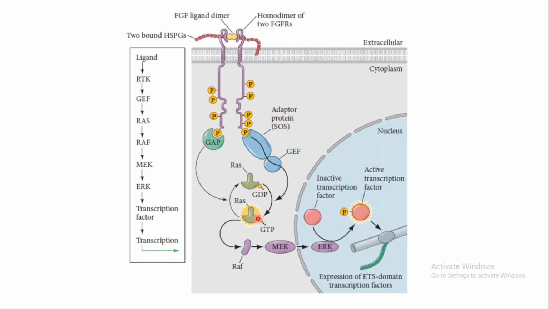Now when RAS is in the GTP bound state, it can activate another protein called RAF, and RAF can phosphorylate and activate MEK. MEK can phosphorylate and activate ERK. Now ERK can phosphorylate a transcription factor which was inactive in the nucleus. The phosphorylated transcription factor will be active, and then it can sit down on different FGF responsive elements and turn on gene transcription. So this is how a schematic of FGF signaling looks.